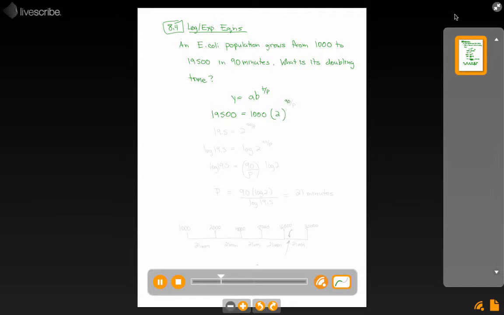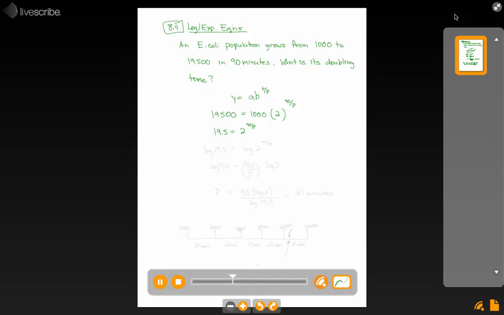It's been in there for 90 minutes. But we don't know what its doubling period is, how long it takes to double. So it's a little bit different than our previous example where we had the doubling time and wanted t. This time we have t and we want the doubling time. So divide both sides by 1,000, and you're going to get 19.5 equals 2 to the 90 over p.